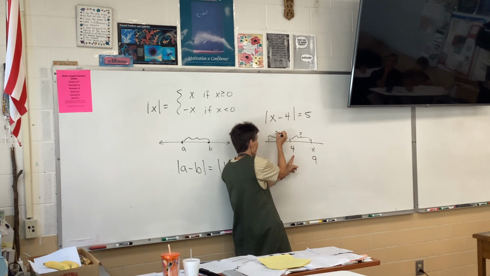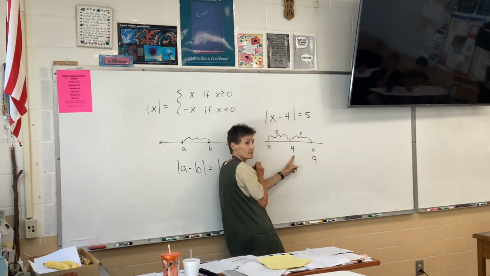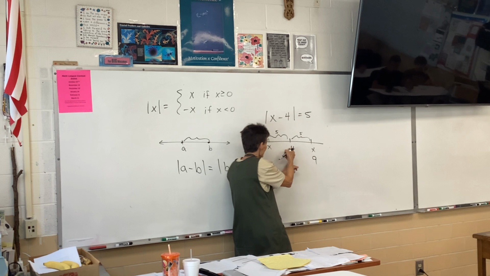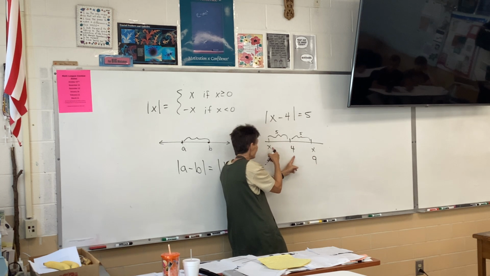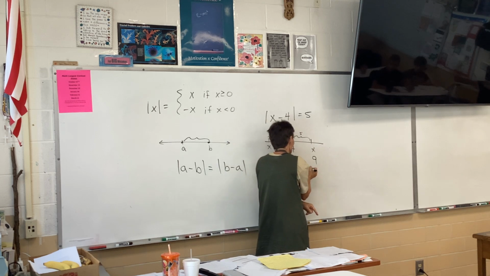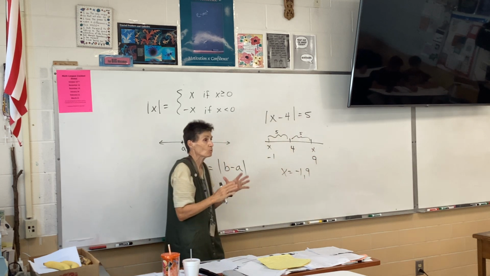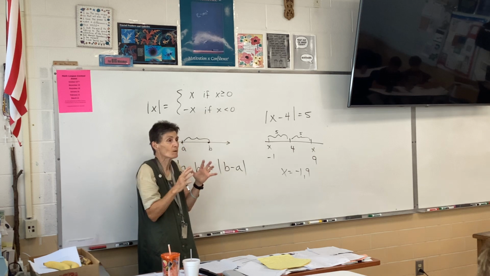Could this have also been x? That distance is still 5. So what's this x? And those are the answers to the problem. Now I know you can get that other ways. Right now, just bear with me.